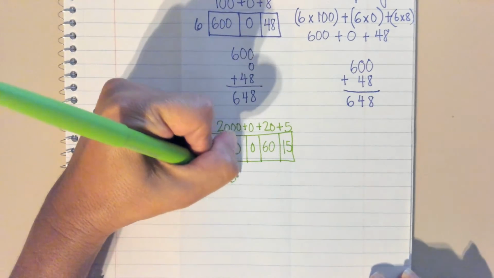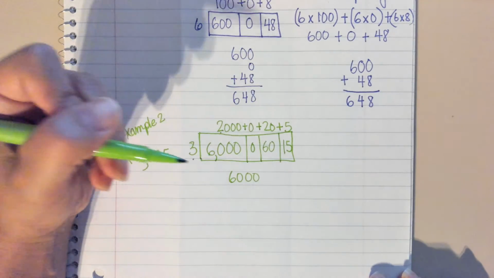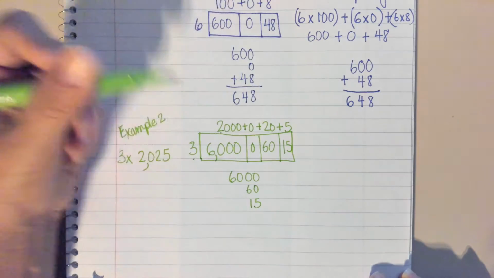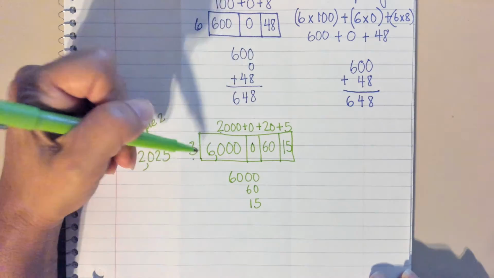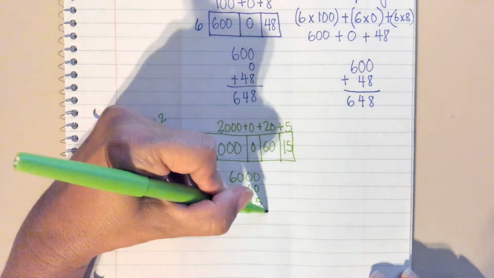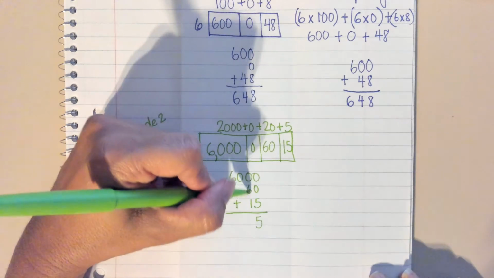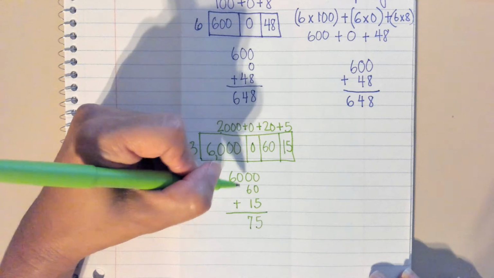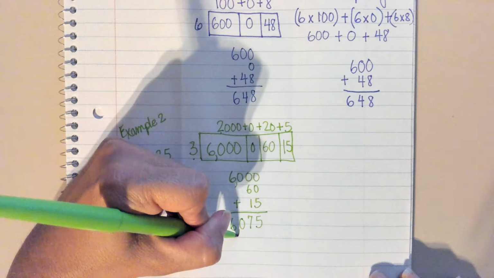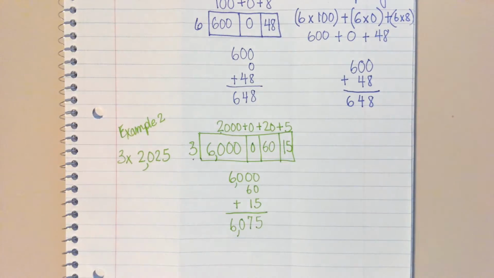Line up your numbers. I'm going to leave the 0 out. I'm going to add 60, and I'm going to add 15. So I don't need to add the digit that was multiplied in the hundreds place because it was a 0. In the ones place, you have a 5. Tens place is 7. Hundreds place is a 0. And 6 in the thousands place.